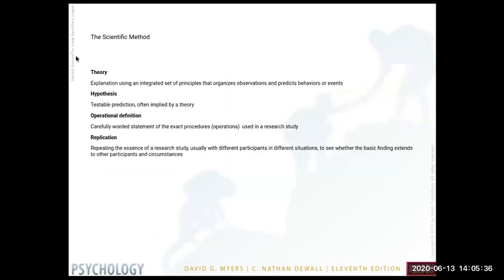So a theory is the explanation using this integrated set of principles that organizes our observations and helps to lead to predictions for behavior. Again, we can't test directly that sleep boosts memory. We can see that sleeping or not sleeping affects how many items you remember from an exam or from a list. We can't test that studying helps you to do better in school, but we can see if studying and not studying has an effect on your exam.